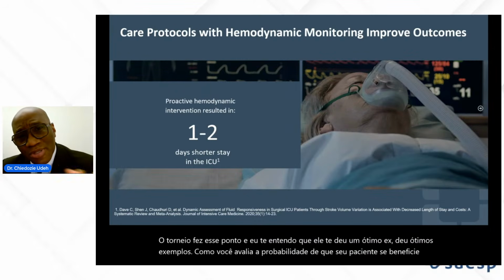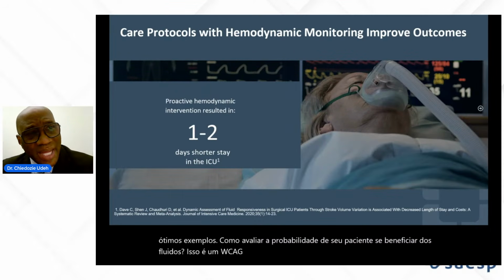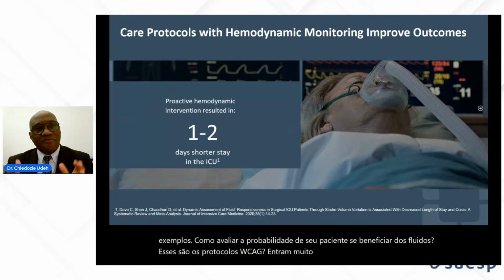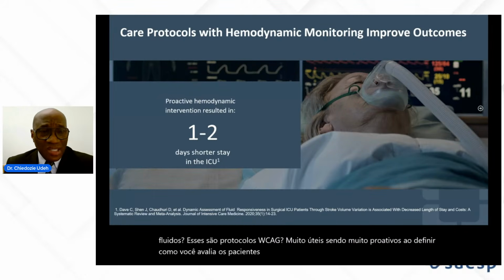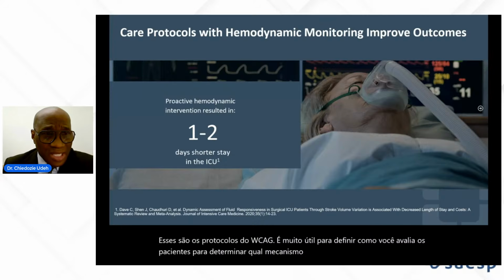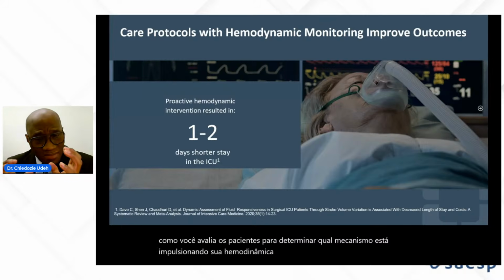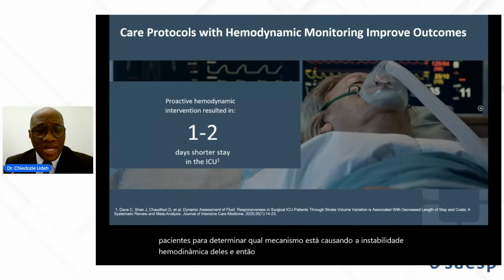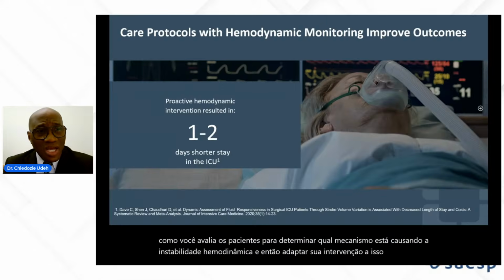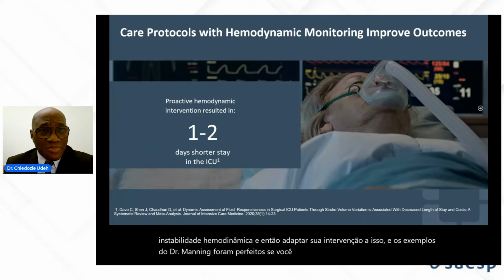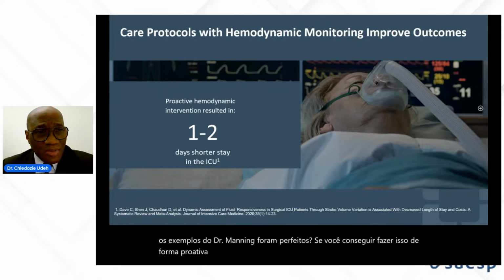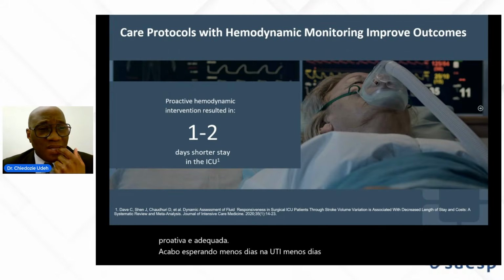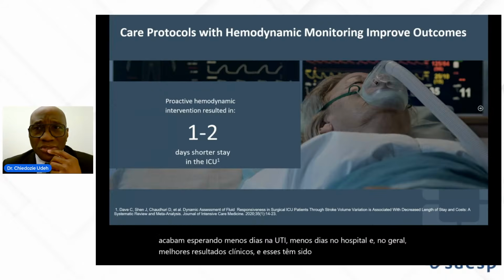This is where care protocols come in very handy. Being very proactive in defining how you assess the patients to determine which mechanism is driving their hemodynamic instability, and then tailoring your intervention to that. And Dr. Manning's examples were spot on. If you can do that proactively and properly, you do end up with fewer days in the ICU, fewer days in the hospital, and overall better clinical outcomes. And these have been well demonstrated in the literature.